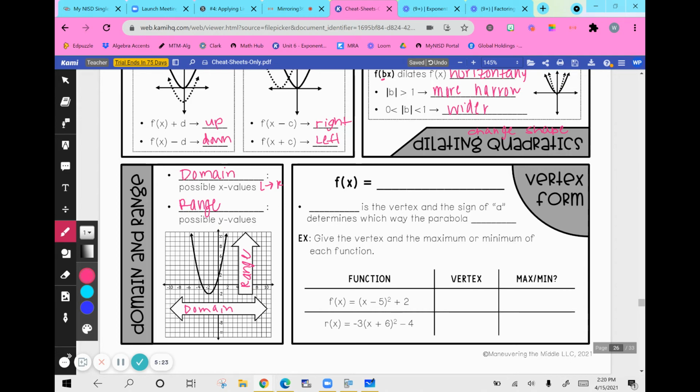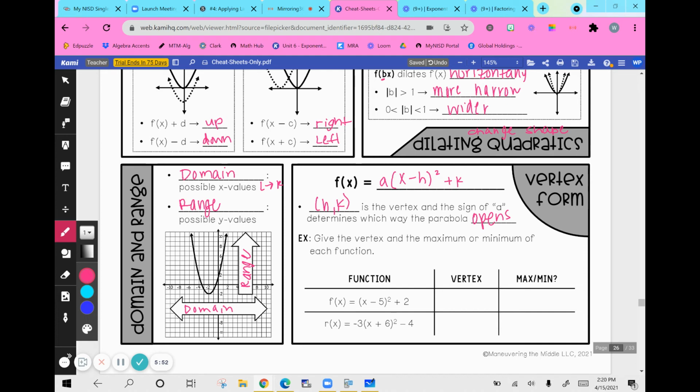Okay, vertex form is when you have a times x minus h squared plus k. And so that h and k is your vertex. H, k is your vertex. And the sign of A determines which way the parabola opens. So if A is negative, it's going to open down. That's a reflection. And if A is positive, it's going to open up. So it says give the vertex and the maximum or minimum of each function.